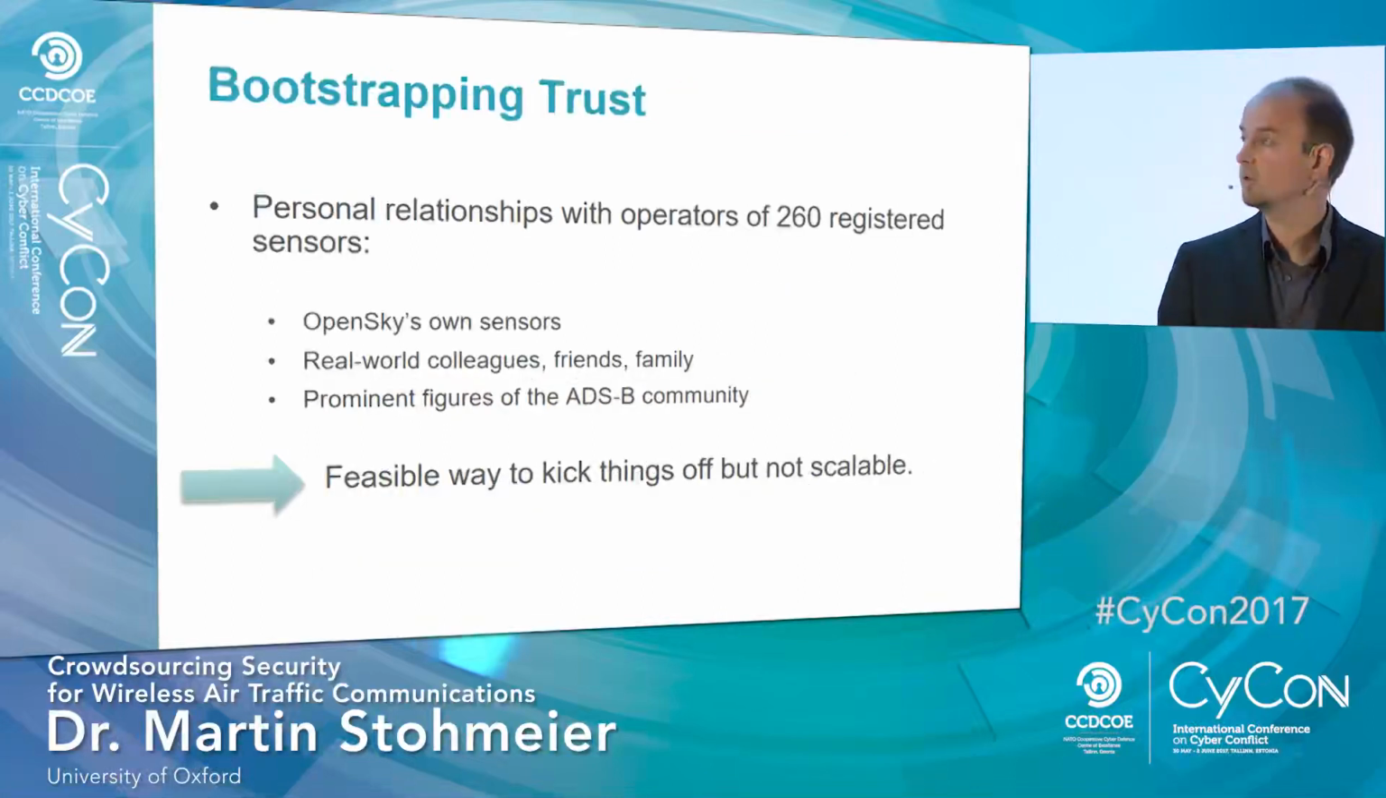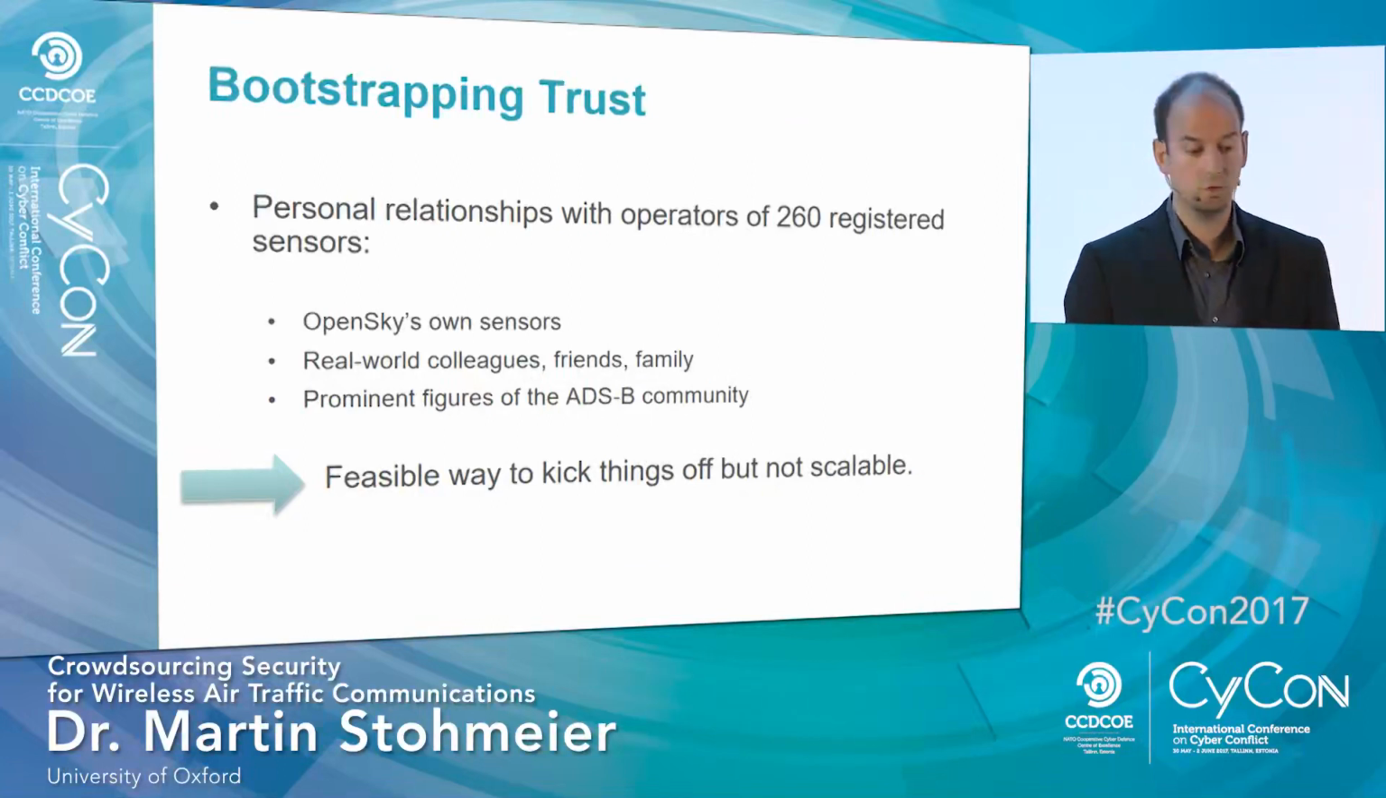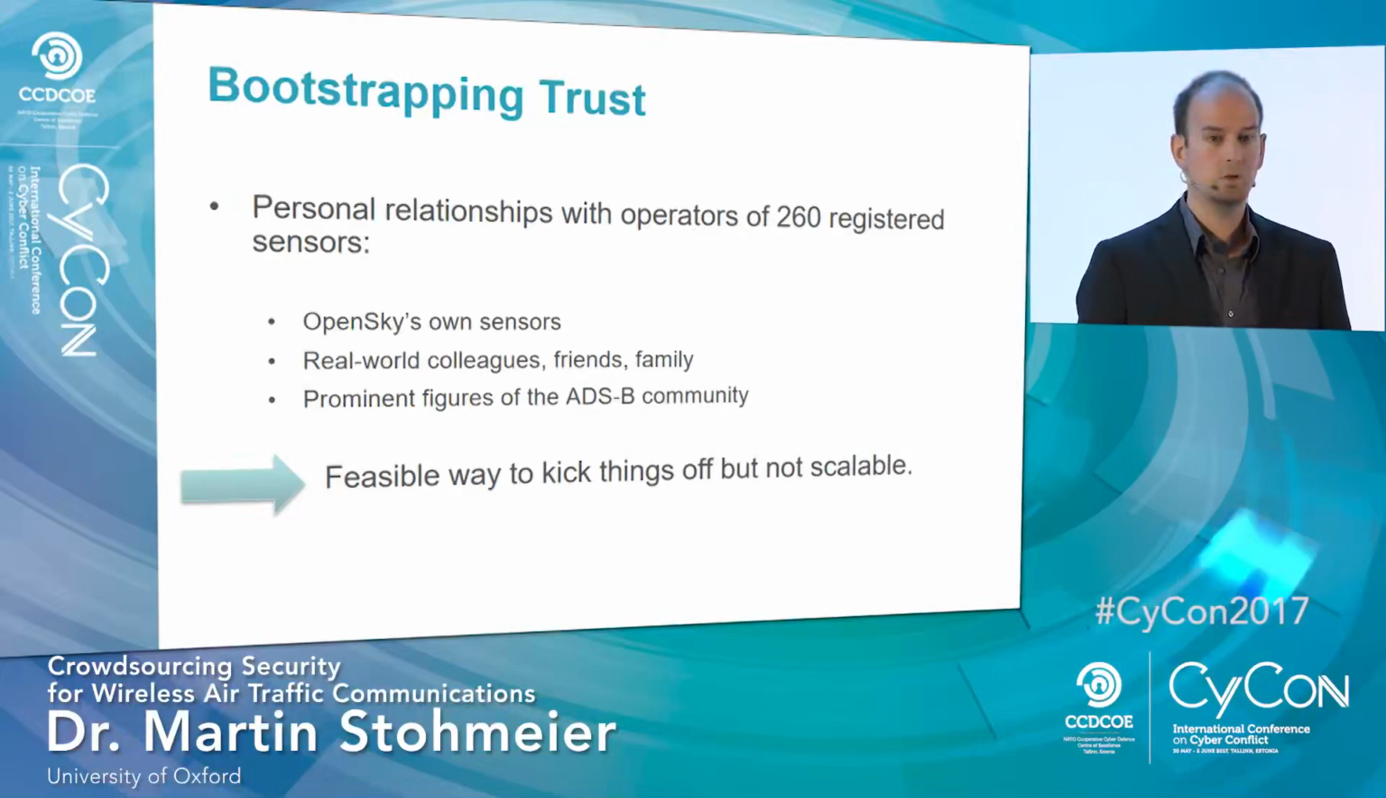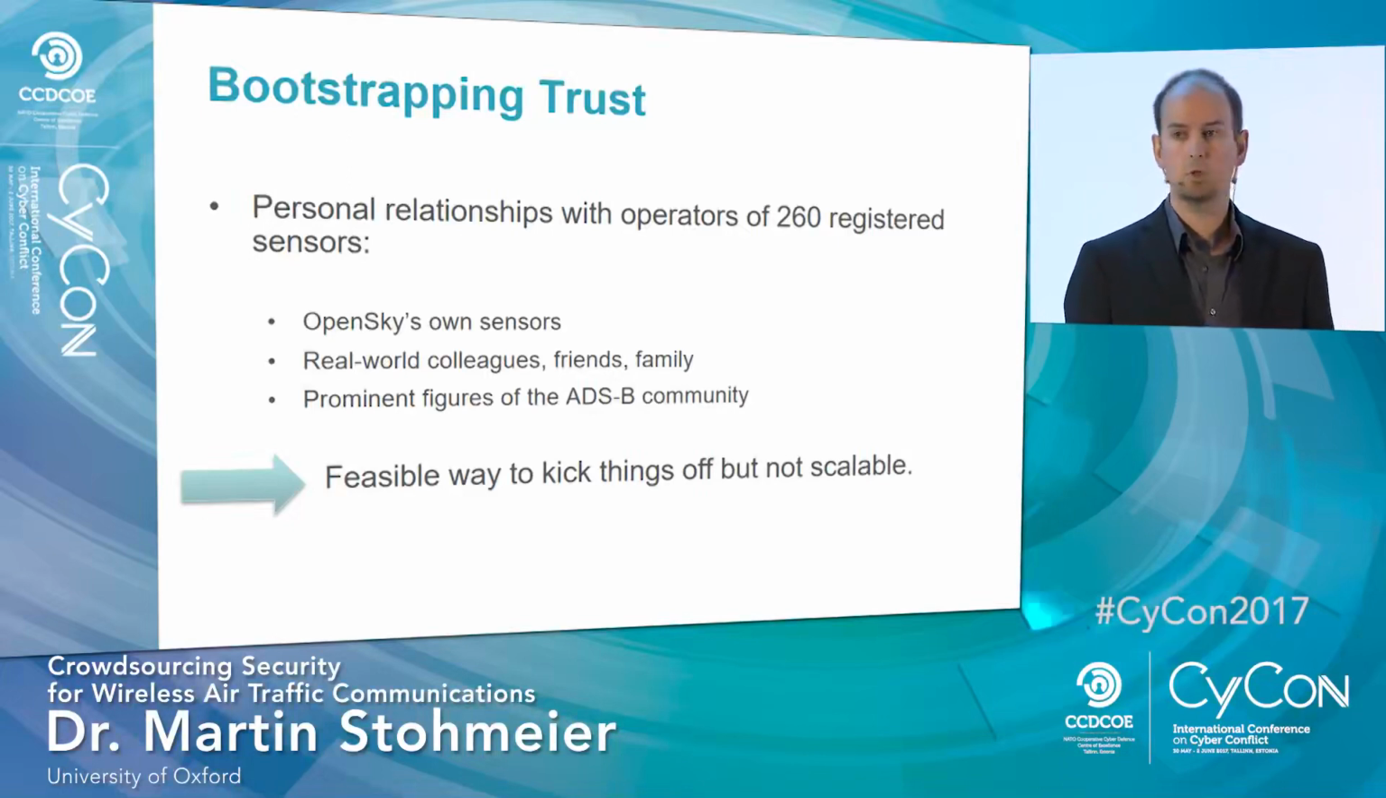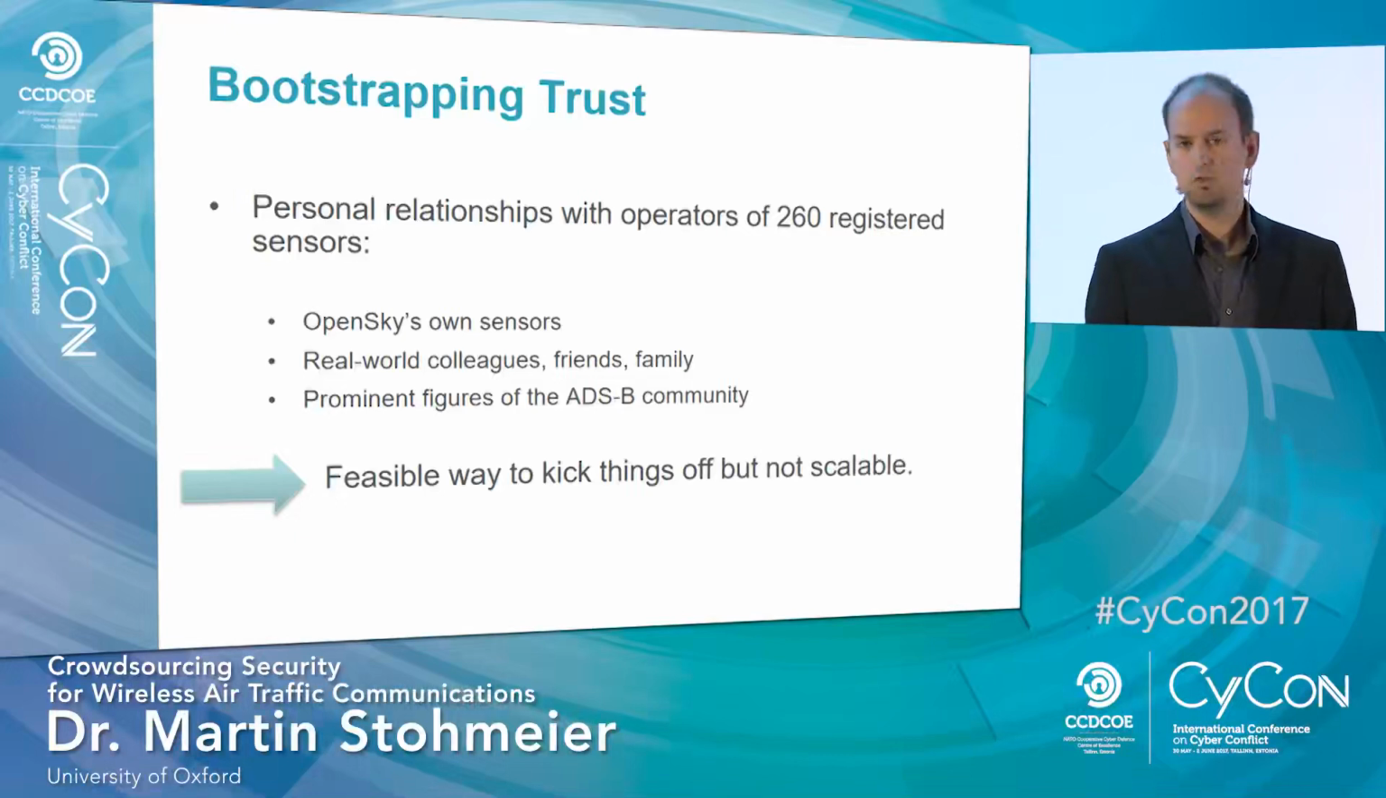Finally, we have to consider insider attacks in our system, of course. Bootstrapping trust is quite hard, as I believe we'll also hear in the last talk. What we did in the beginning is to start out with our own receivers. So we have a lot of colleagues, friends, our own receivers, and friends of friends, real-world colleagues, people we trust, even people in the community that we've met personally. And we're fairly trusting in their receivers, where they're positioned, and that they don't do anything nefarious. So there's a feasible way to kick things off, but clearly you see this is not scalable.